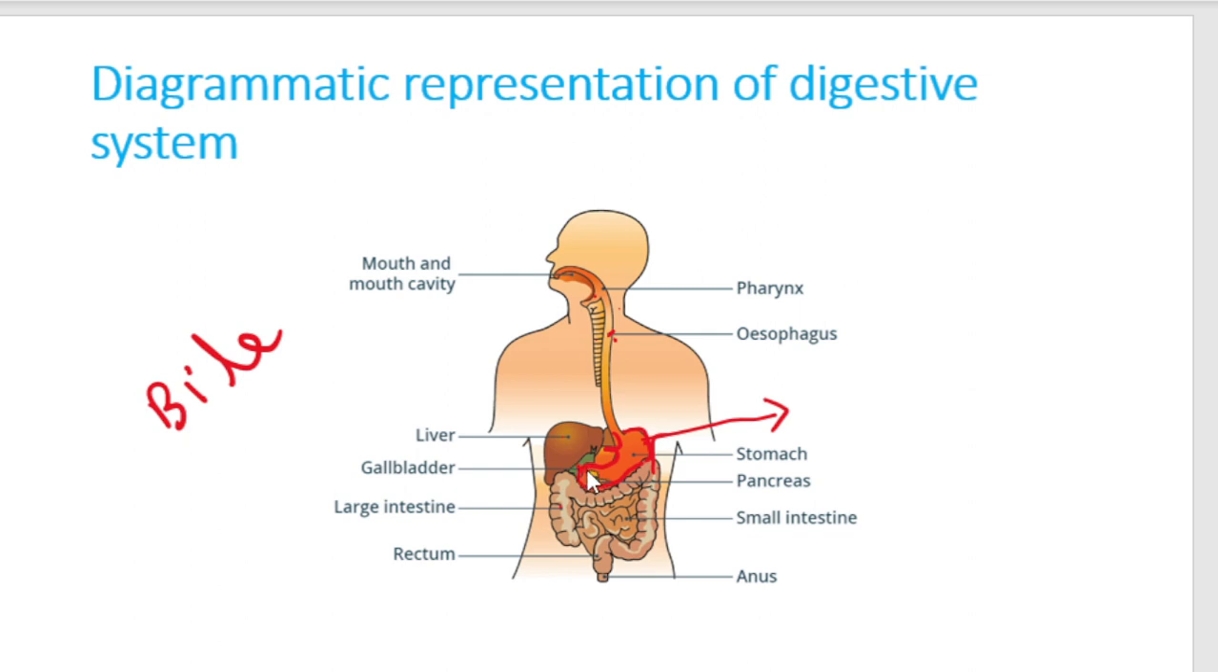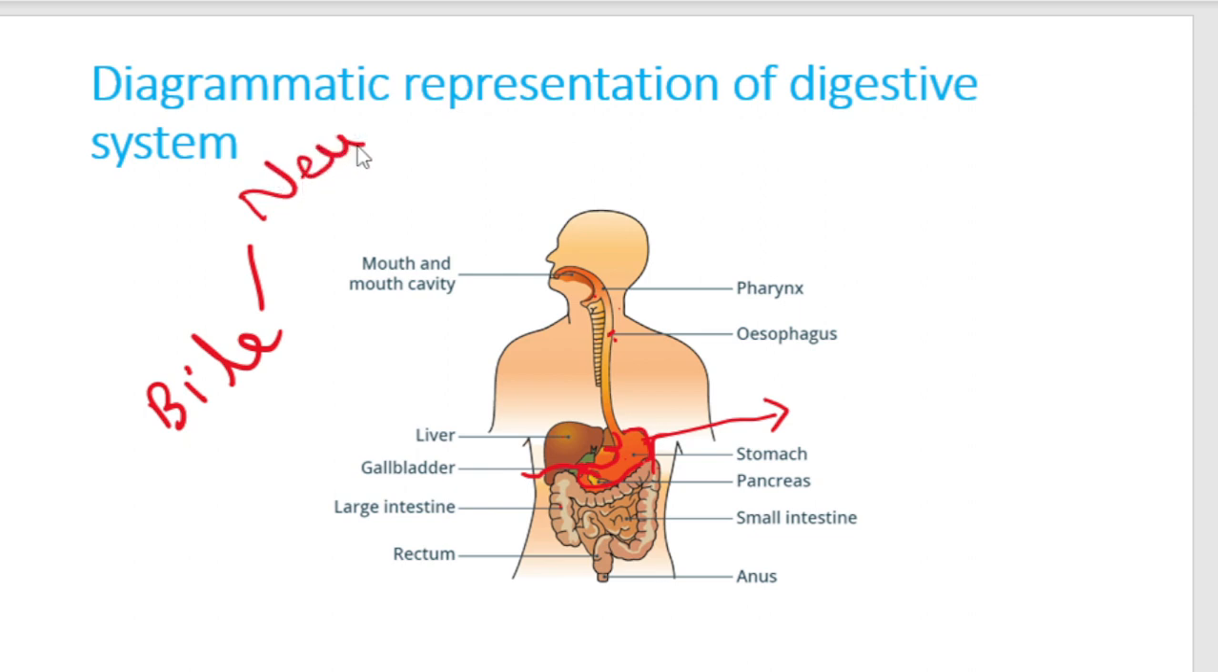It is stored inside the gallbladder, part of the liver. Bile has two actions. One is to neutralize the acid, because food from the stomach enters the small intestine. It is of acidic nature. To reduce or neutralize its acidity, bile juice is secreted.